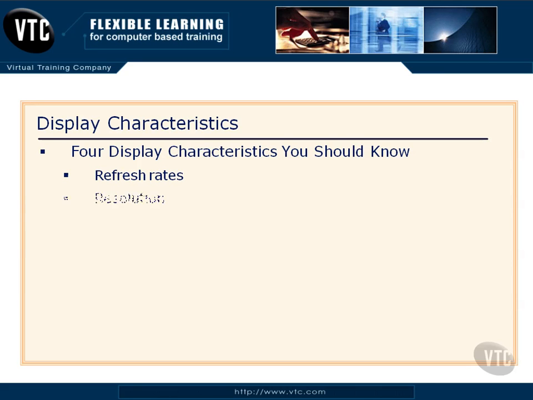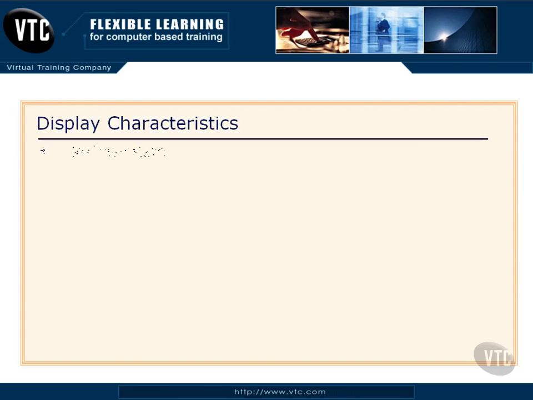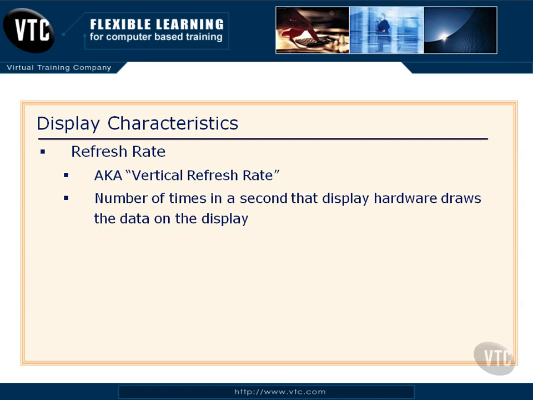And these are refresh rates, resolution, native resolution, and brightness or lumens. So let's first take a look at refresh rate. You'll also hear this called the vertical refresh rate. The refresh rate is the number of times in a second that whatever hardware functionality the display is using to create the image redraws the image or the data that's on the display.